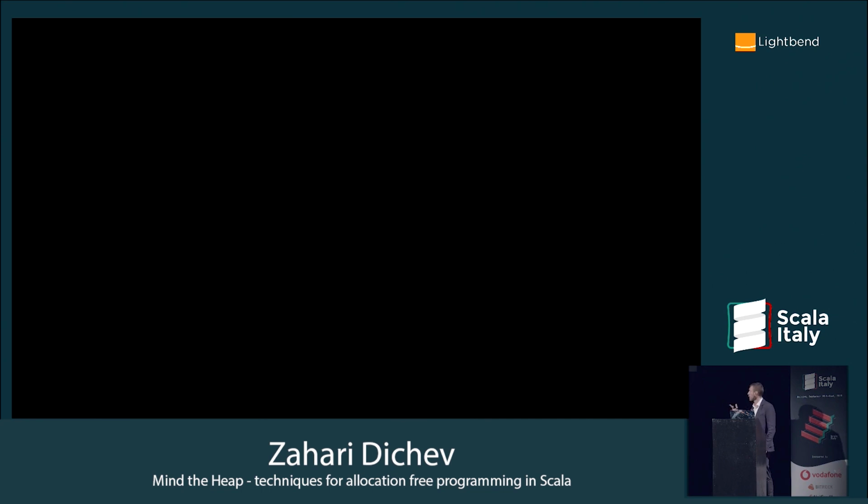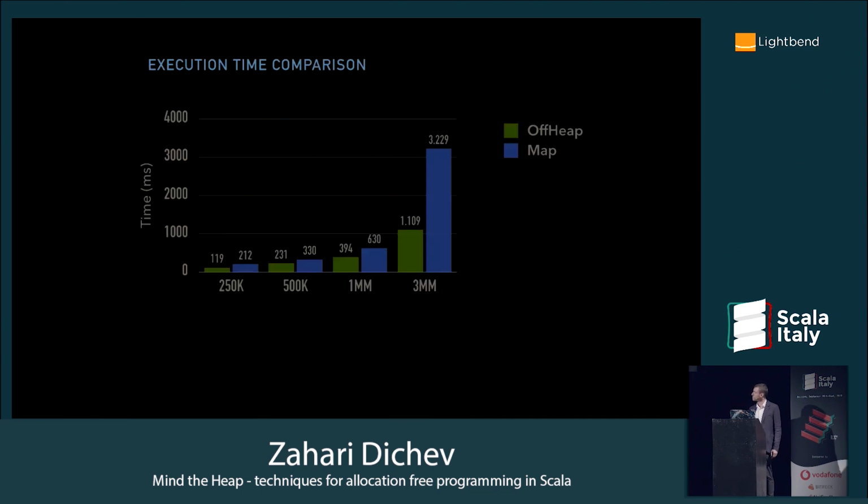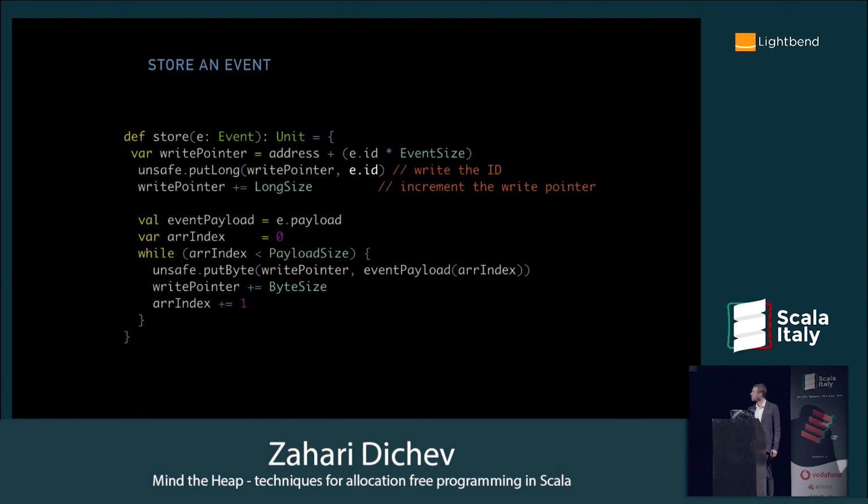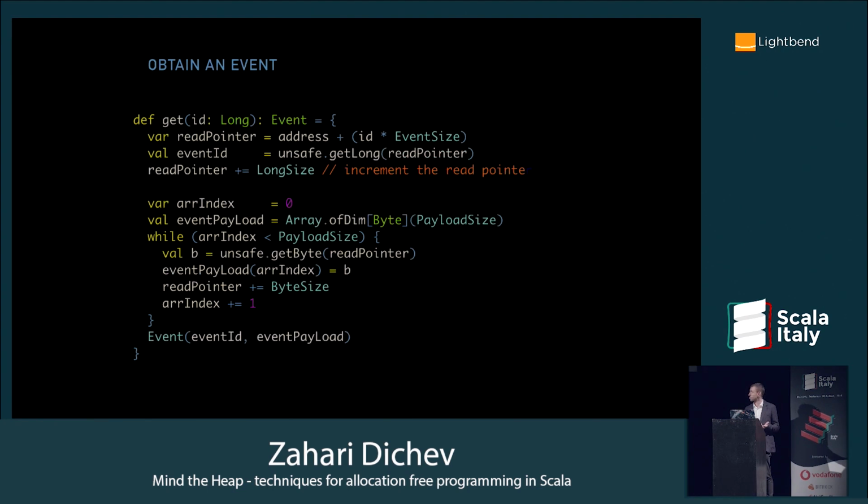And we can just iterate through the array, and then we can write byte by byte. And obtaining an event that's been stored in the cache is quite simple as well. It's kind of the reverse operation, right? We get the ID, we slide the read pointer to the exact location where we know our event starts, and we read the ID of the event, and then we read along, and then we read byte by byte the payload, and then we can construct the event.